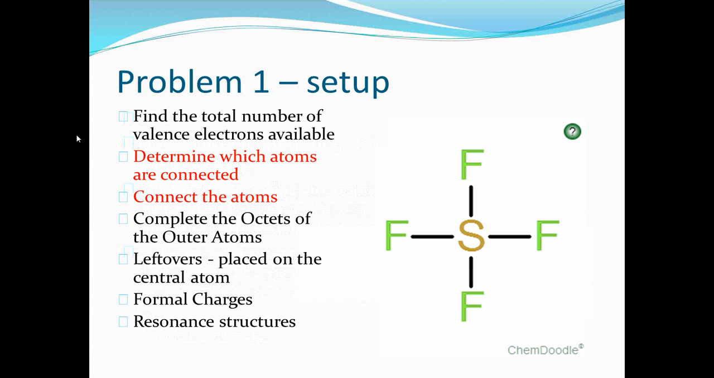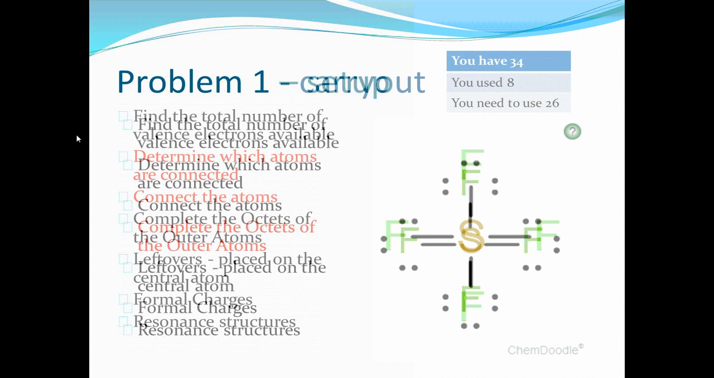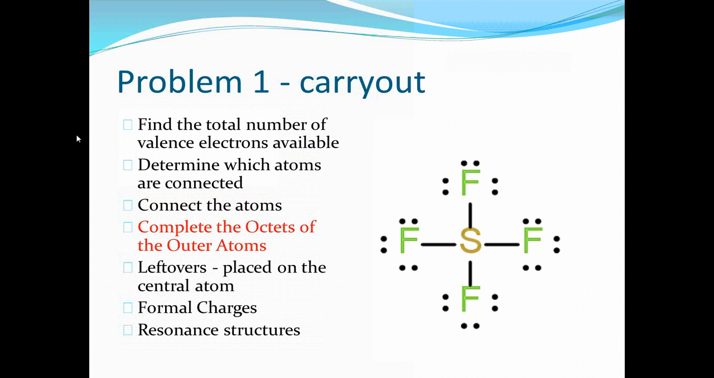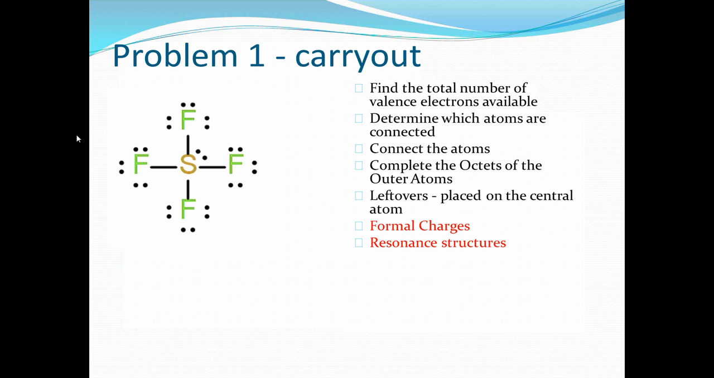Okay. Every bond is 2 shared electrons, so now we have used 8 electrons by connecting the sulfur and the fluorine atoms. Now completing the octets for each fluorine atom makes the total number of used electrons 32. So there's 32. Here's where the exception is. To get a total of 34 electrons, simply place the remaining electrons on the central atom, the sulfur atom.